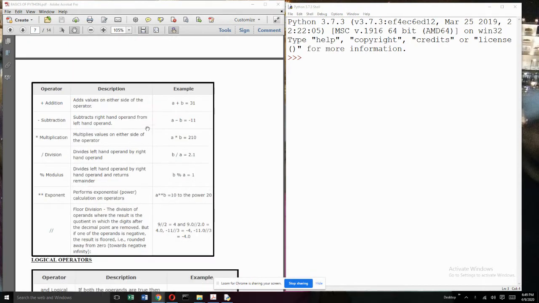In the arithmetic operators, you have plus for addition, minus for subtraction, star or asterisk sign for multiplication, forward slash for division, percentage sign for modulus, star star or asterisk asterisk for raised to the power or exponent operator, and two forward slashes, which is called the floor division operator. I'm going to discuss them in detail.